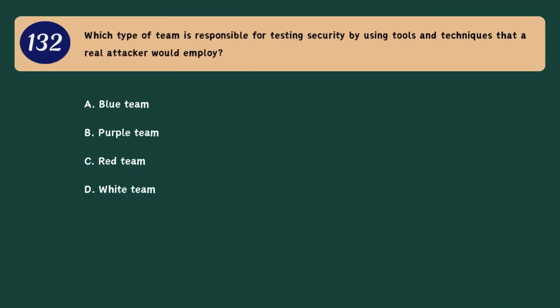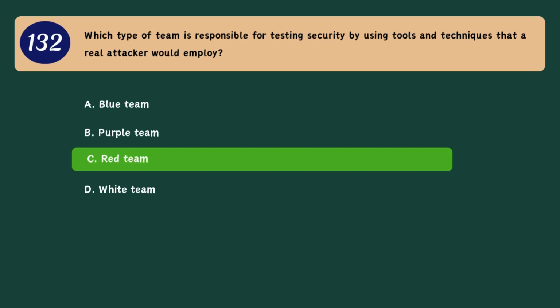Question 132. Which type of team is responsible for testing security by using tools and techniques that a real attacker would employ? A. Blue team. B. Purple team. C. Red team. D. White team.